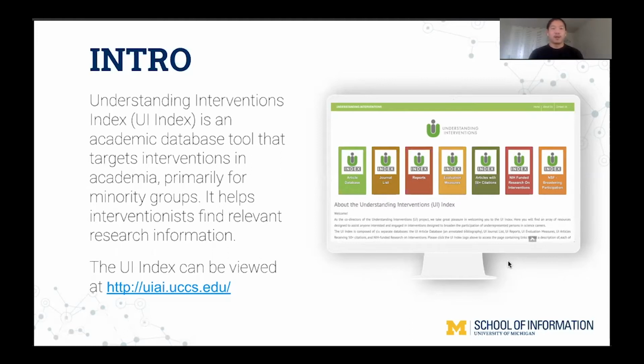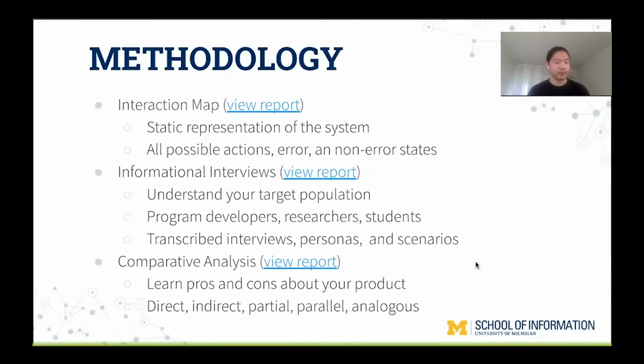The target audience of this product is the intervention program developers, the researchers, or even the students. Regarding the methodologies we use, there are 6 methods in our project. The first one is the interaction map, which is a static representation of the system, and it has all the possible actions, error, and non-error states.